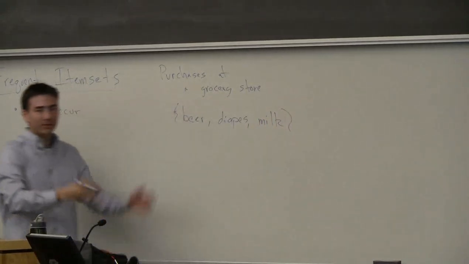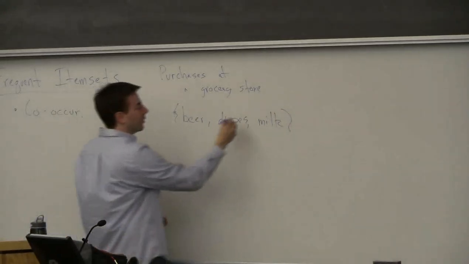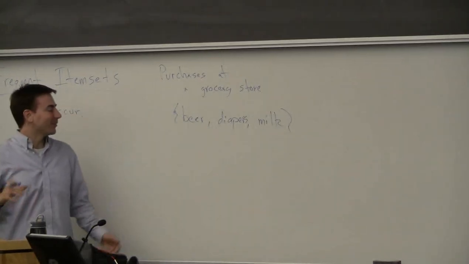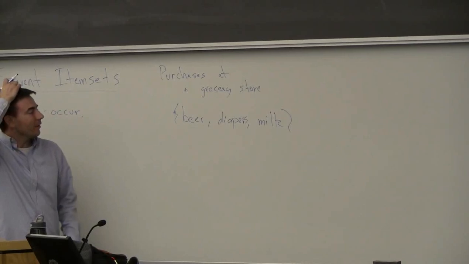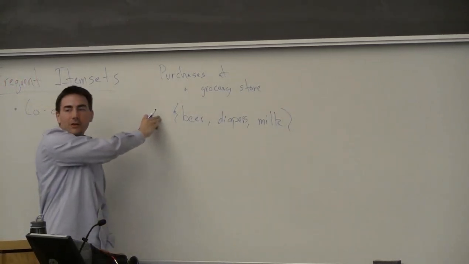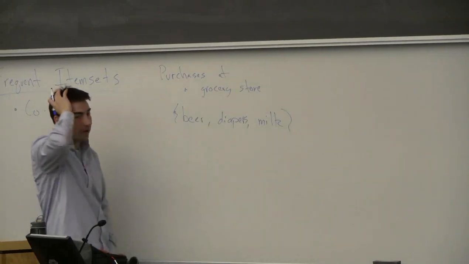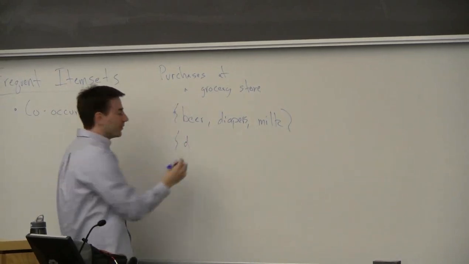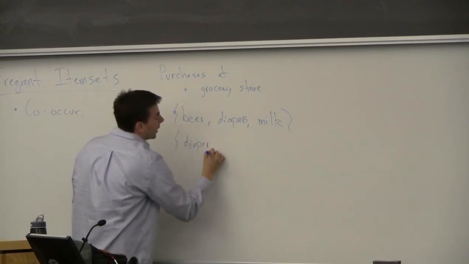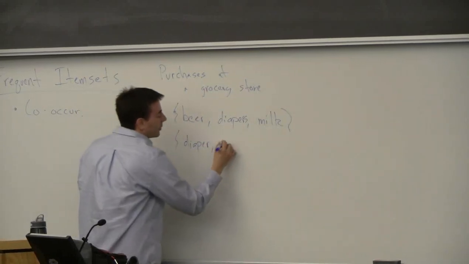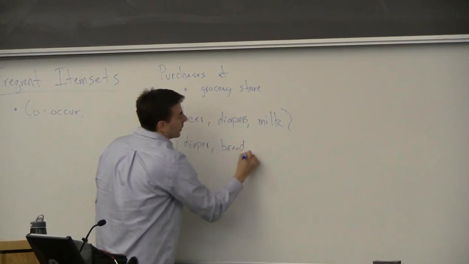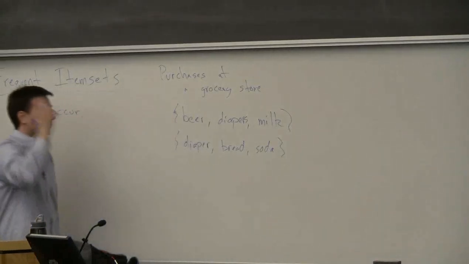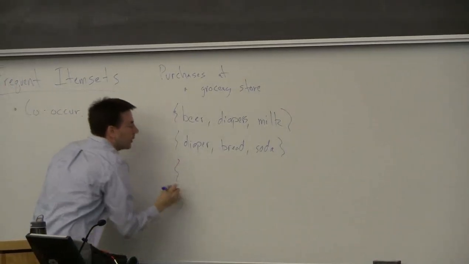So my wife sends me to the store. What she wants me to get is diapers and milk, and I also get some beer, right? So maybe this is what happens. This is my trip to the store, and then there's another customer who comes. They're also sent to the store by their wife, and so they go and they get some diapers, they get some bread, and they get some soda, something like that.